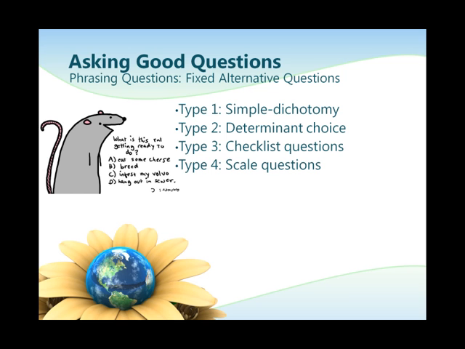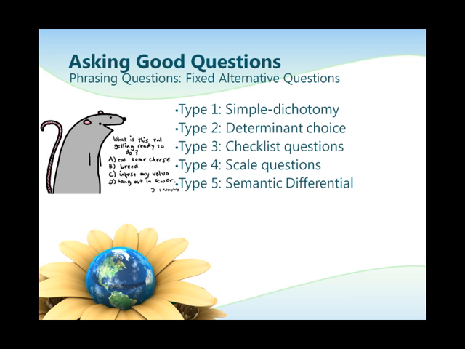With scale questions, what you're interested in is the difference between those actual levels. So these first three types of questions, the simple dichotomy, determinant choice, and checklist questions, really only focus on questions of fact. Scale questions start to get into questions of beliefs, values, or behaviors, much more so and in much more detailed ways than the first three types.